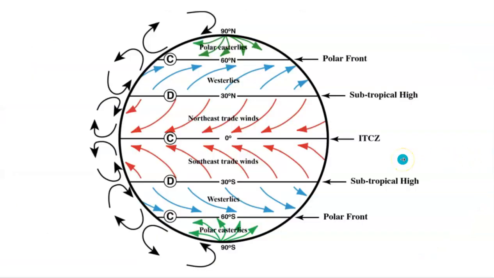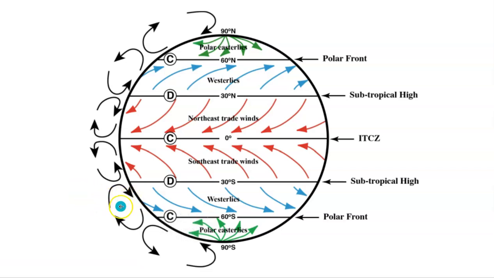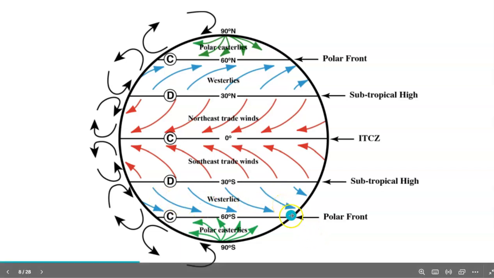Okay, so you should remember, hopefully, the different cells. You have the Hadley cells here, you have the Ferrel cells here, and you have the polar cells. So Hadley, Ferrel, and polar cells here. So the mid-latitude cyclones form in the Ferrel cells, over here. Yet they form along the polar front.